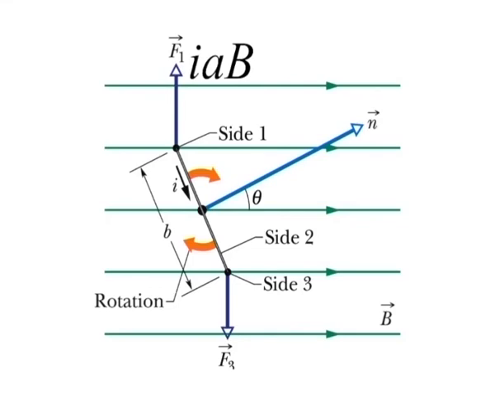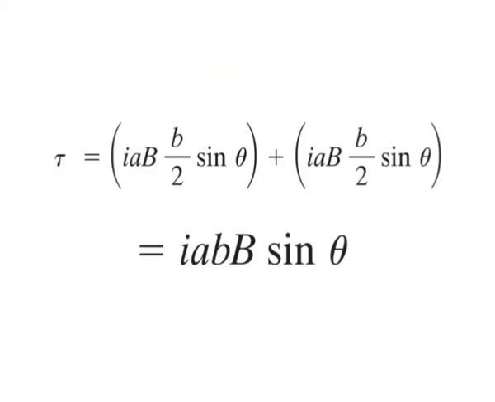The torque tends to rotate the loop so as to align its normal vector with the direction of the magnetic field. That torque has moment arm b/2 times sine theta about the central axis of the loop. The magnitude of the torque due to forces F1 and F3 is then given by this equation.